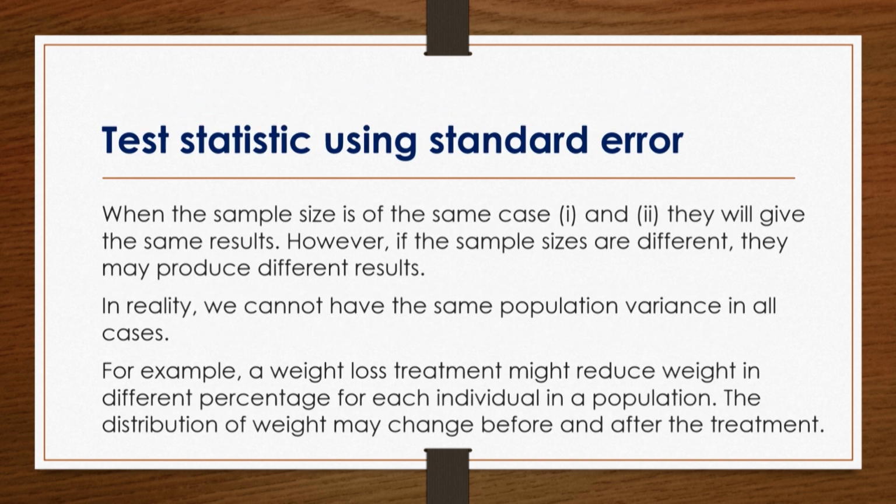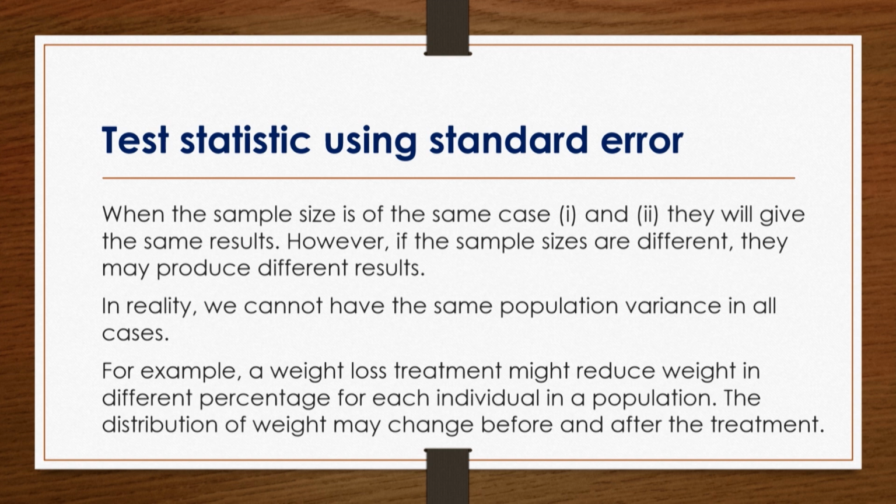Test statistics using standard error. Here, we are going to see the importance of studying the above said four methods. When the sample sizes are the same, the first and second methods will give the same result. However, if the sample sizes are different, then we may produce different results. Here we are going to see that we cannot have the same population variance in all cases in reality. So we are going to see with an example.